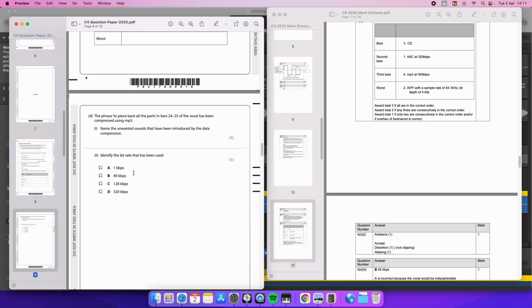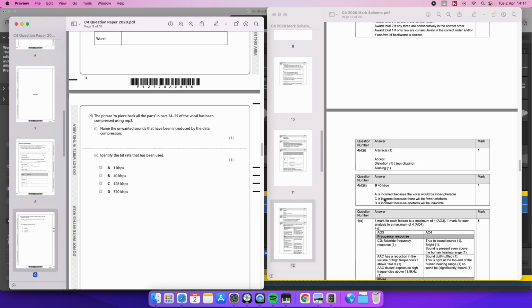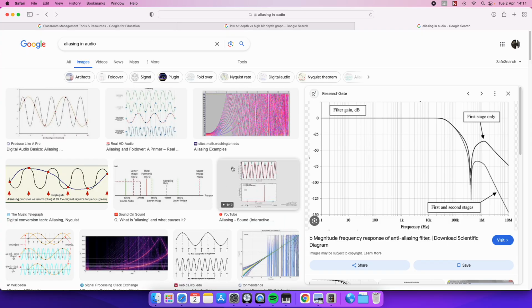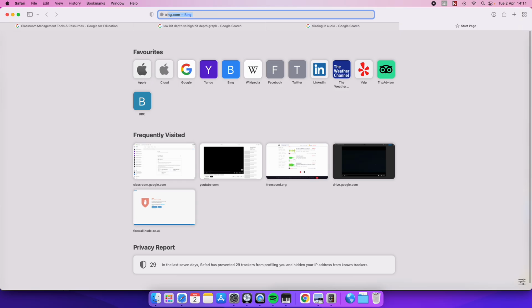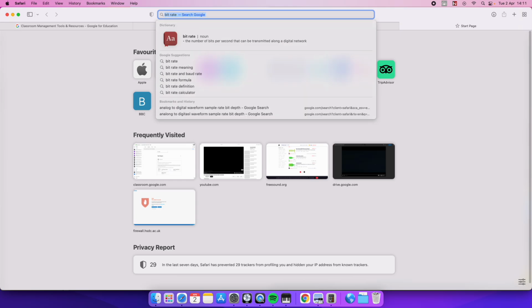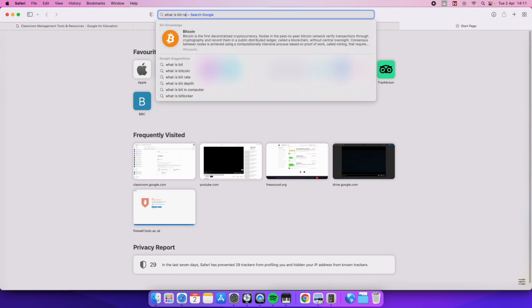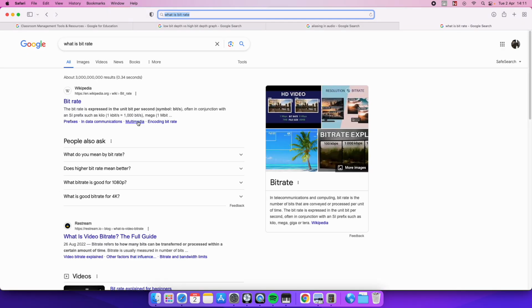Identify the bit rate that has been used. Kilobytes per second: 40, 128, or 320. Okay, so standard sort of bit rate. So what's our bit rate compared to bit depth? This can be quite confusing for some, and me sometimes. I forget too. Bit rate. What is bit rate? I'm not ashamed. I'm going to Google stuff while we do this.